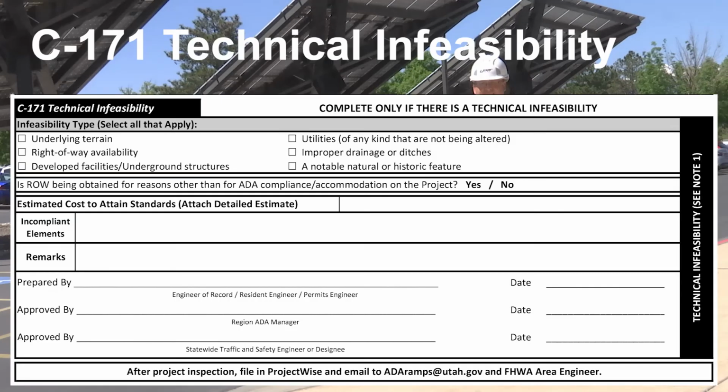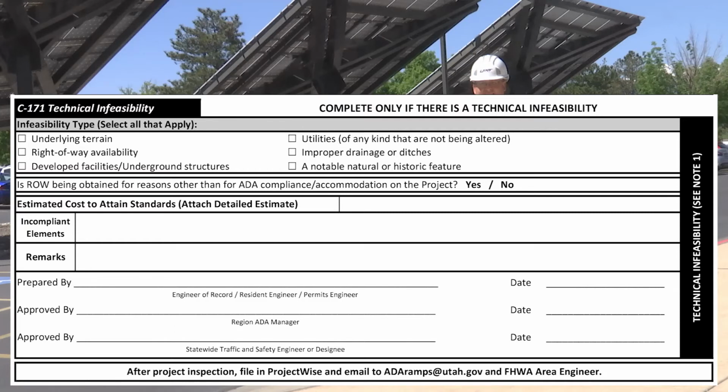At the end of the C170 form is a section for the C171 technical infeasibility form. You only need to fill out this section of the form if you have a technical infeasibility. You may have a technical infeasibility if any of the sections are out of compliance. On overlay projects where we aren't reconstructing the road, we still require a technical infeasibility on crosswalks if applicable. If the sidewalk is part of the scope of the project, then the sidewalk needs to meet standard. If the sidewalk is outside the scope of the project and doesn't meet standard, then we transition the first square of the sidewalk to tie the pedestrian access to the sidewalk, and we don't require technical infeasibility.